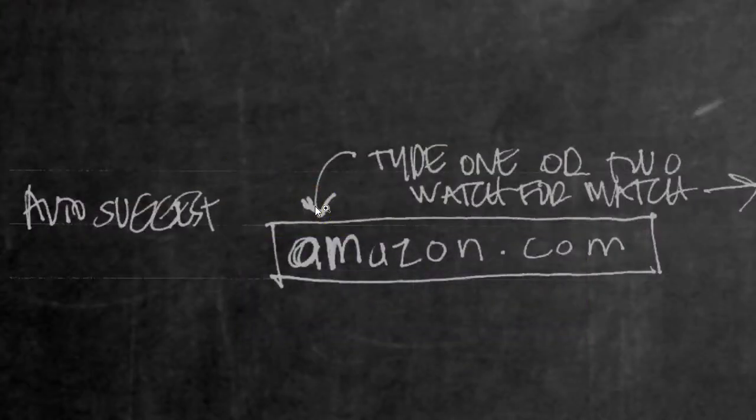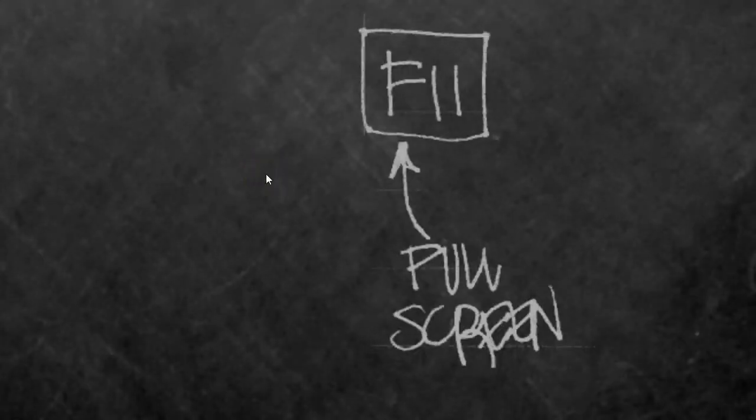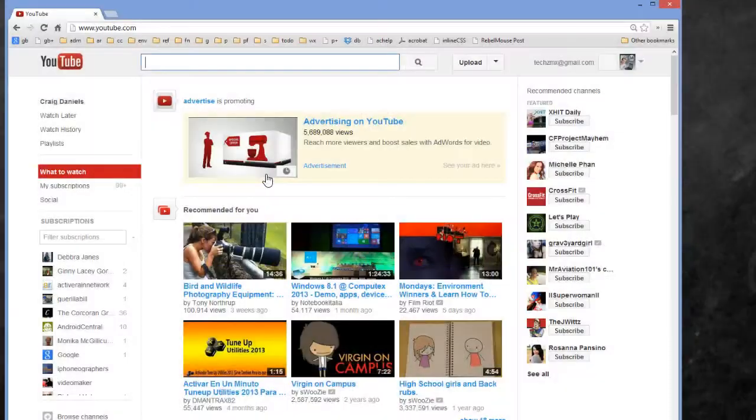So that's using your auto suggest feature in your browser. Now the next point that I want to just highlight is a functionality of some different things that you can do to make your browsing easier. For instance, the F11 key in your browser is going to make your browser window full screen. Let's take a look at the browser to see how this is going to work.